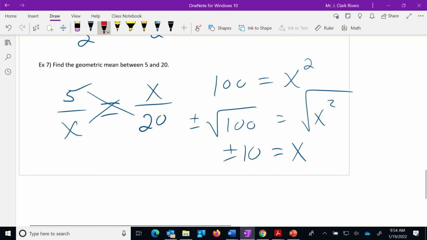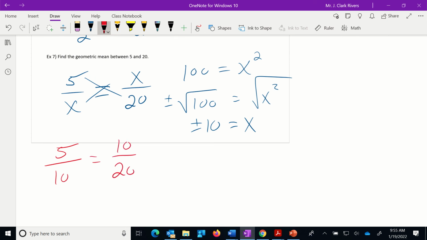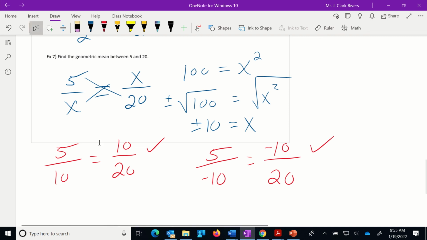Now let's plug this back in and prove that both positive and negative 10 both work. So that'd be 5 over 10 is equal to 10 over 20, right? So that's 1/2 and that's 1/2, so that checks out, doesn't it? That's good. Now let's put in negative 10. 5 over negative 10 is equal to negative 10 over 20, and you can see that's negative 1/2, and that's also negative 1/2, so that also checks out. So I can prove to you that both the positive and the negative value of 10 solve that proportion, okay? So just keep that in mind. Whenever you take the square root of a variable, you got to put that plus or minus on the other side.